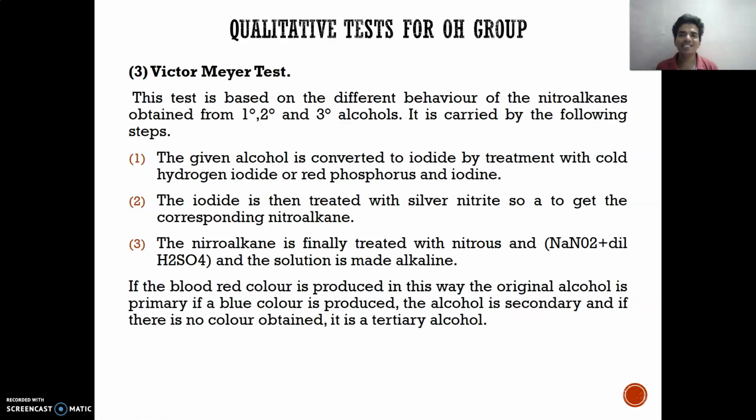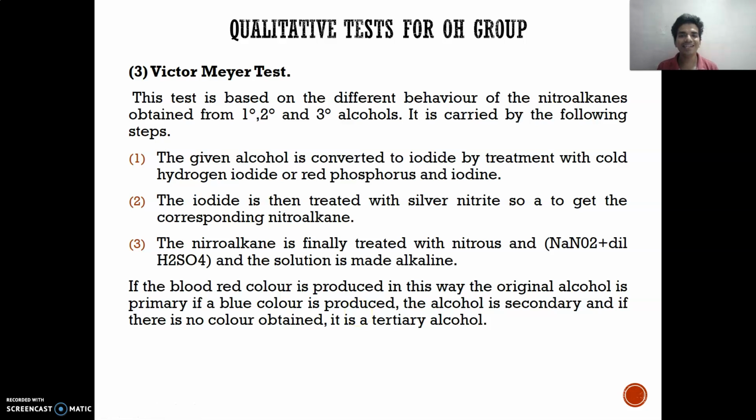Victor Meyer test. This test is based on the different behavior of the nitroalkane obtained from primary, secondary and tertiary alcohol, and it is carried out in the following steps. The given alcohol is converted to iodide by treatment with cold hydrogen iodide or red phosphorus and iodine. The iodide is then treated with silver nitrate to get the corresponding nitroalkane, and the nitroalkane is finally treated with nitrous acid and dilute acid, and the solution is made alkaline.